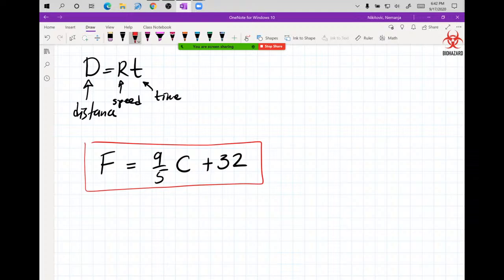So the conversion is important, because if you are to go anywhere out of the country and watch the news or something, and they tell you that it's going to be 28 degrees that day, are you supposed to bring the coat? Because when you go anywhere out of the U.S., no one will bother to put Fahrenheits.